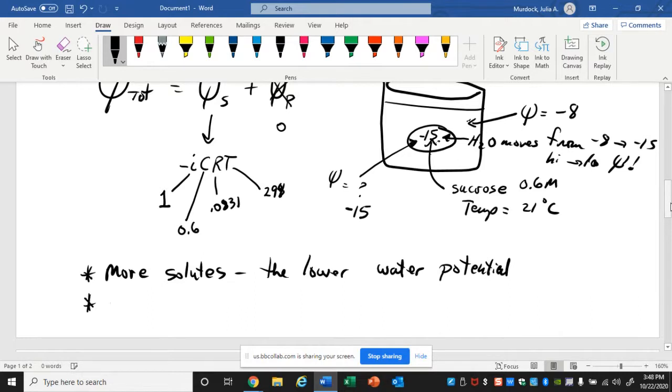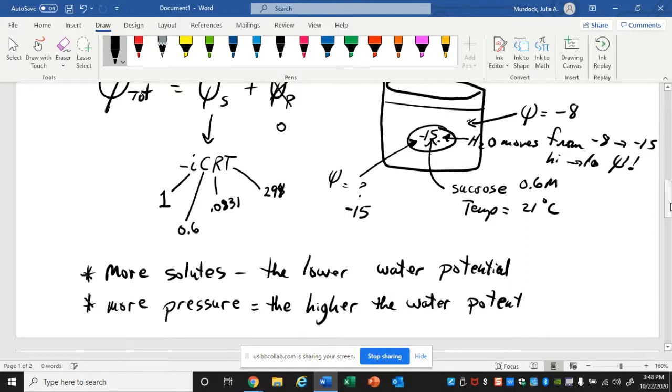The more pressure you have, though, you get the reverse. The more pressure you put on a system, whether you have a plant cell that's really, really full of water and there's a lot of pressure in there, that raises the energy of the water molecule, so the higher the water potential goes. Okay. More solutes, lower water potential. More pressure, higher the water potential.